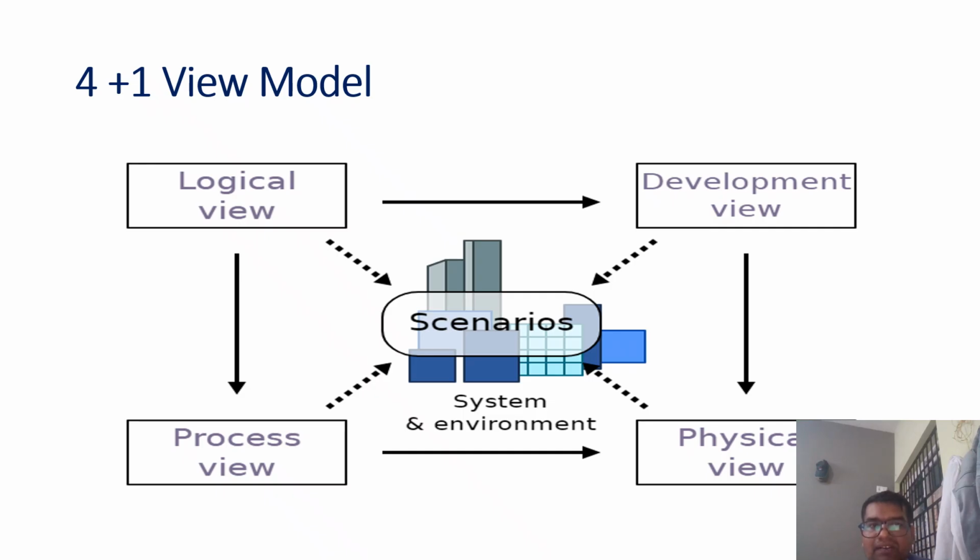So this is a diagram for the 4+1 view model. The first one is the logical view. It is also interconnected with the deployment view. The deployment view is also interconnected with the physical view, and the logical view is also connected with the process view. And the scenarios play an important role, interconnected with the logical view, deployment view, physical view, and process view. So this is the 4+1 view model.